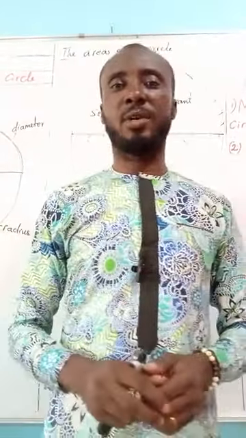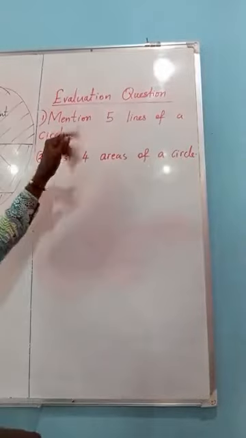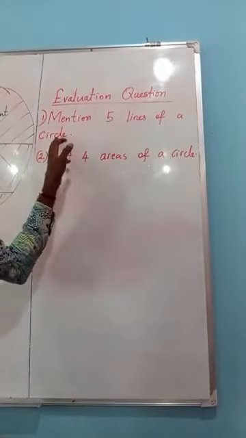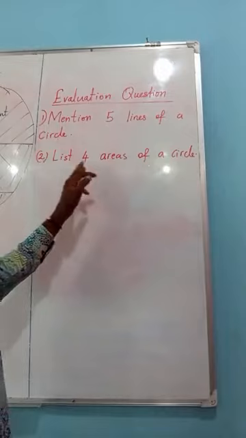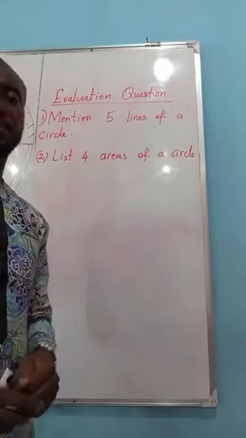Now, let's look at these evaluation questions. Number 1, mention 5 lines of a circle. Number 2, list 4 areas of a circle.